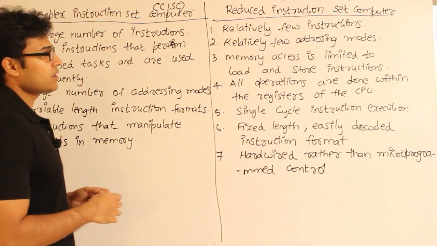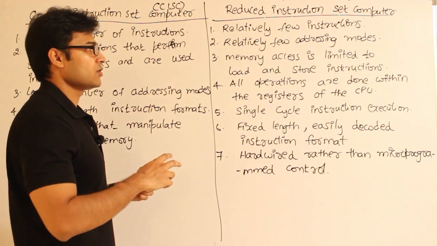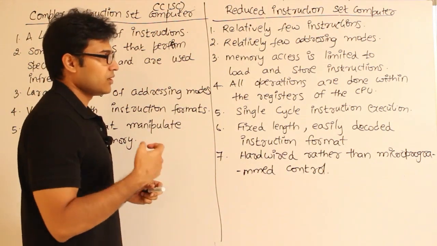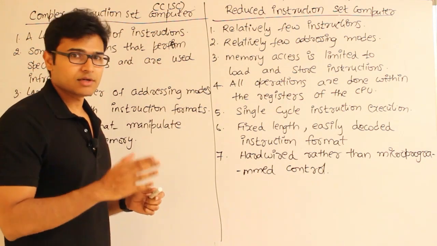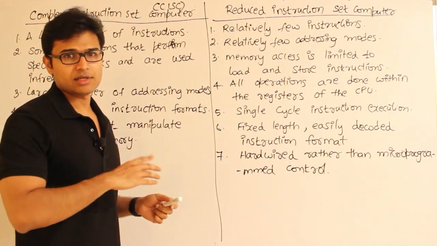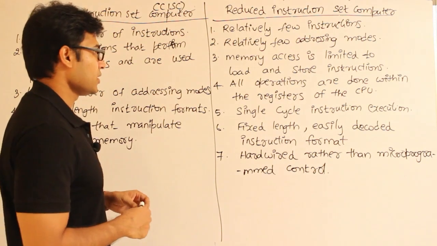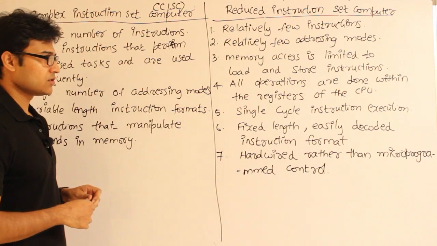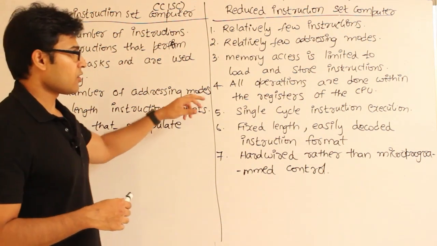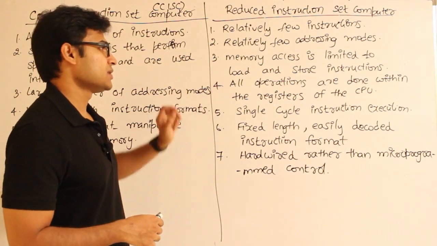So we are not directly going to perform any operations on the operands present in the memory. If you want to perform any operations on the operands present in memory, you load it into the register, perform the operation and then store it back. That is how it is going to operate. And the next point is all operations are done within the registers of the CPU, which means we are not directly going to work on the operands present in the memory.